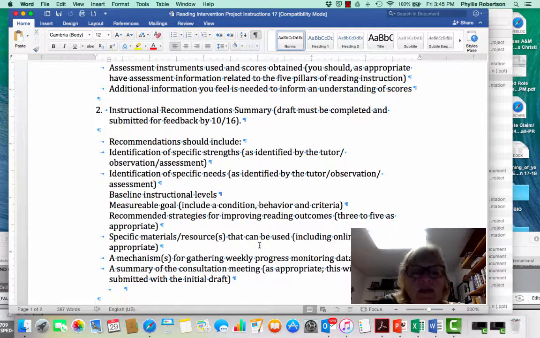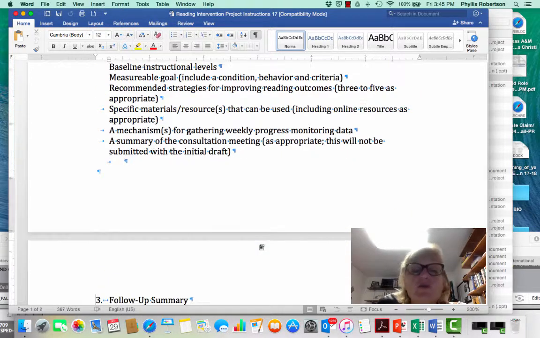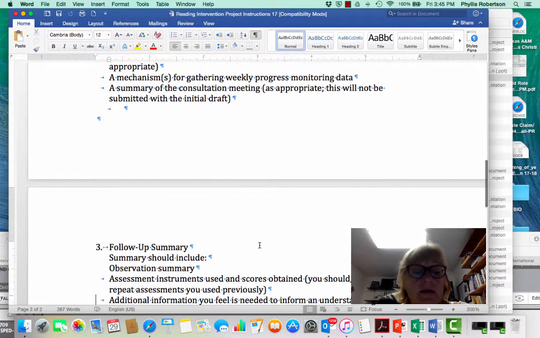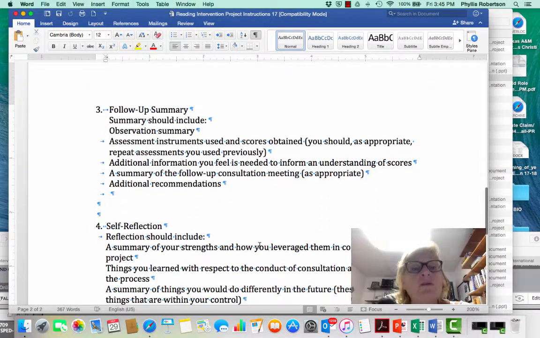And then, if you're going to be doing a consultative project, you need to summarize your consultation meeting with either the teacher or the tutor that you're working with. If you're doing the intervention yourself, that will not be required. Okay? And then once we get to the end of our project period, you're going to follow up and you're going to go back in and observe again. You're going to repeat the assessments that you originally used to be able to determine if the child made progress or not. And certainly your goals should be tied to some of those assessments.